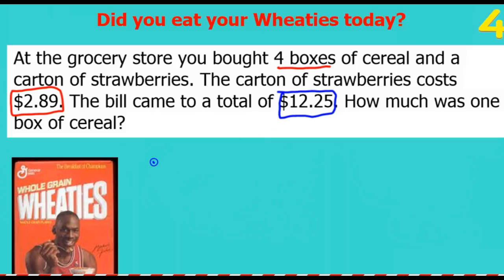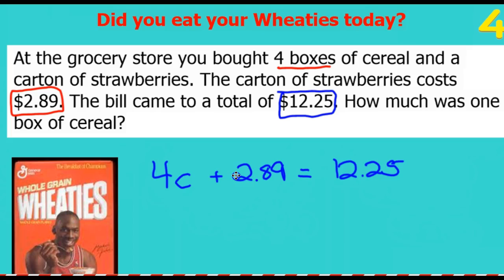Well, we know that we bought 4 boxes of cereal, but we don't know how much it costs. So I'm going to put 4C. We also bought a carton of strawberries. We do know how much that cost, so it's $2.89. And our total of all of these things that we bought was $12.25. Now I have 4C plus 2.89 equals 12.25.